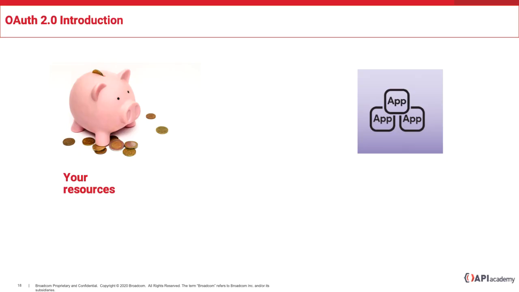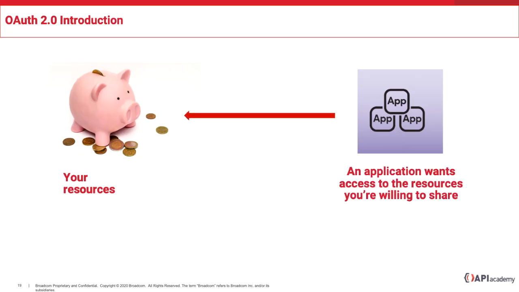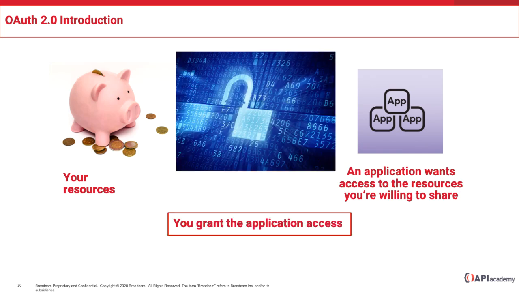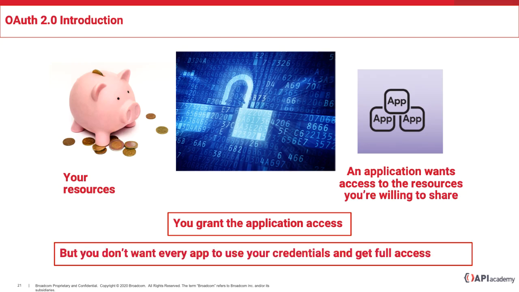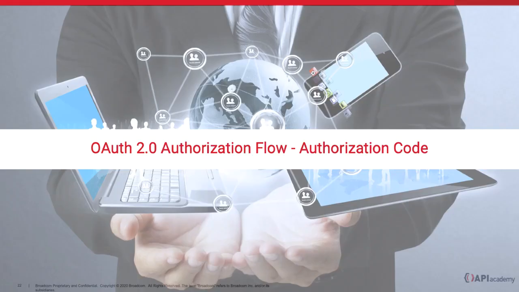If you're the owner of the resource, and an application wants to access the resources you're willing to share, in response, you'll grant the application access with your credentials. At the same time, however, you don't want every app out there to use your credentials and get full access to your resources. As an example, let's take a look at the OAuth 2 authorization flow for the authorization code grant type. 3 other grant types are also supported by OAuth 2, but we'll talk about these later.